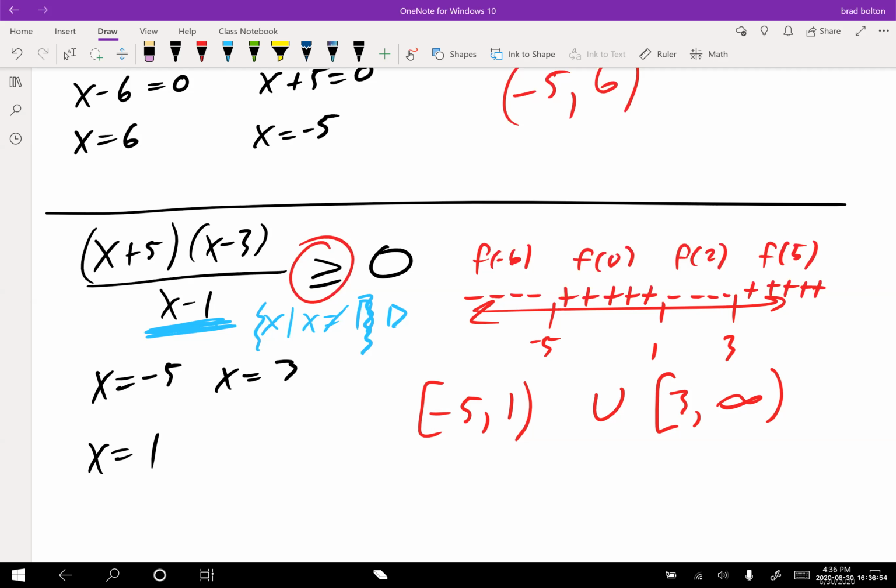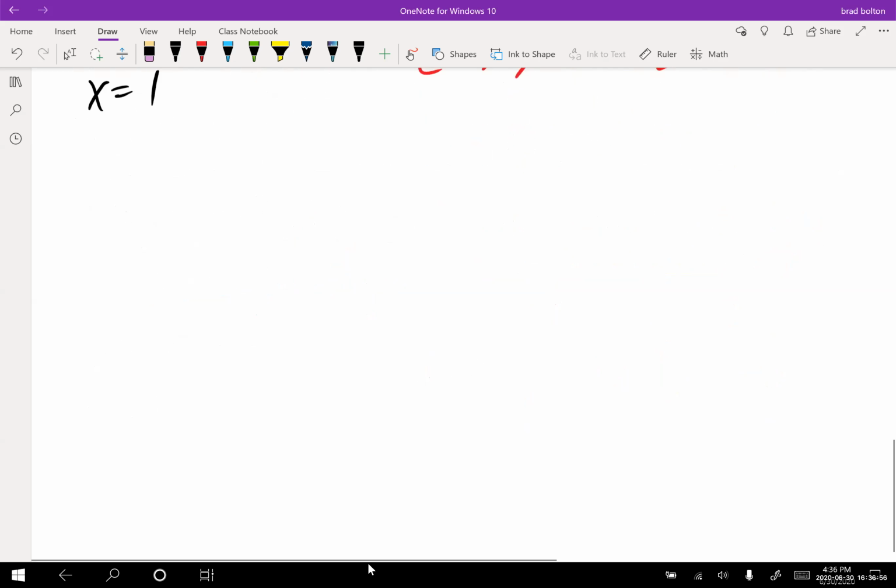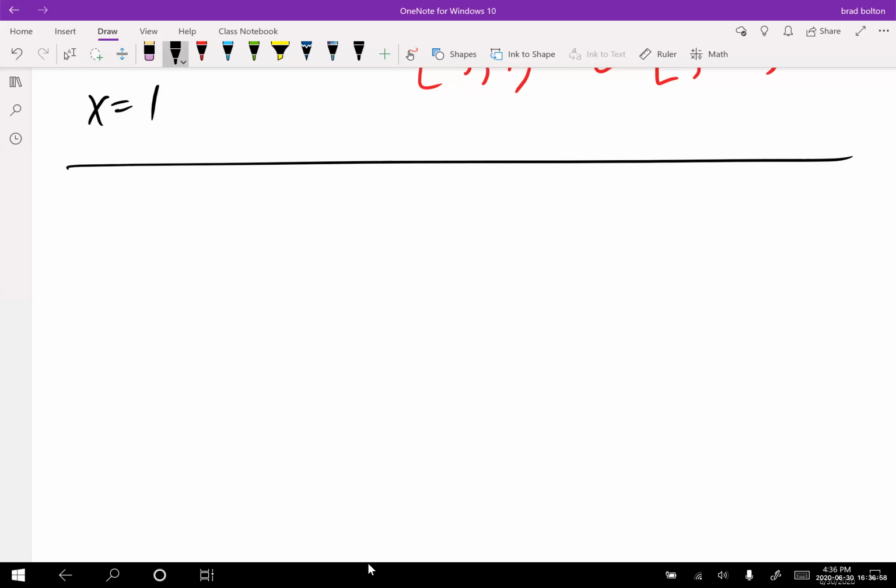Okay, so these are good, solid test questions. Let me show you another one. 4x minus 1 all over x plus 5 less than or equal to 3. So there's a couple ways to do this. I think the best way is the slower way, and it's the safer way.